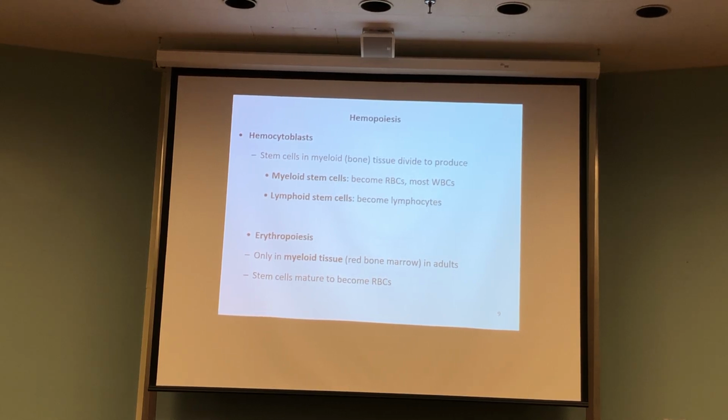If you want to focus on just the red blood cell production, then we're looking at what's called erythropoiesis. And this is only about red blood cell production, which I remember because RBCs is red blood cells, involving myeloid stem cells. And that's going to happen in your red bone marrow in adults. So where would you guys, remember where you'd find red bone marrow?